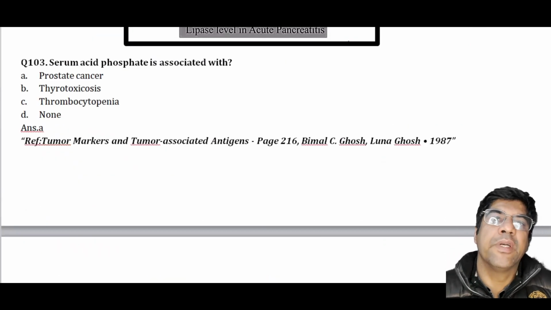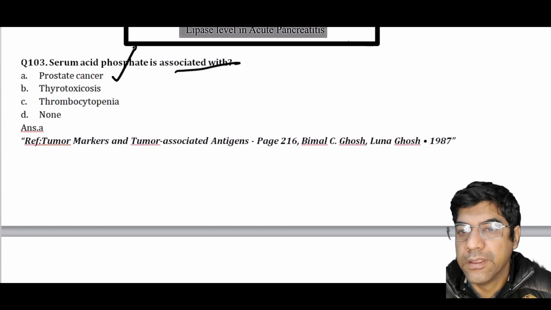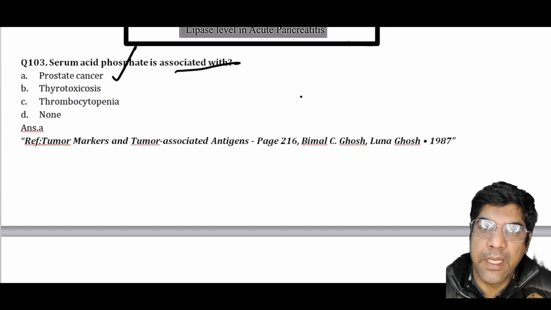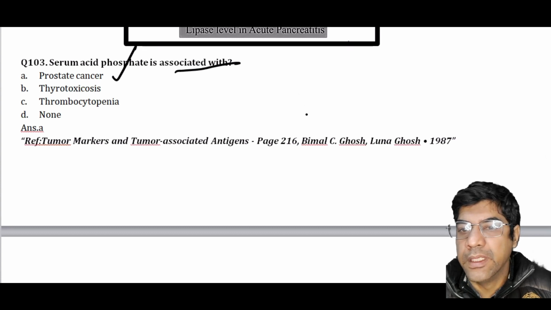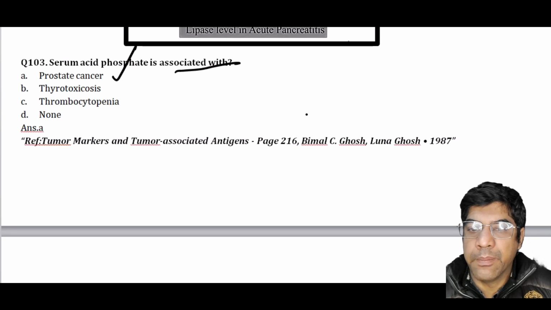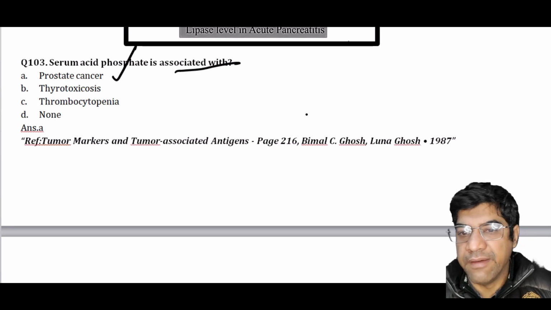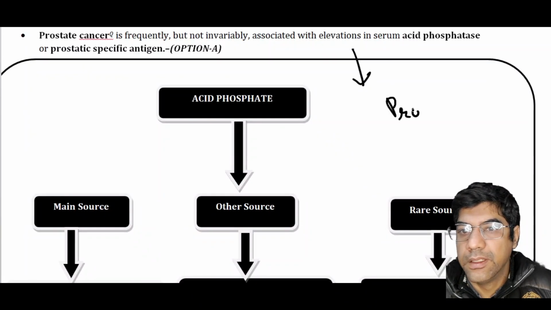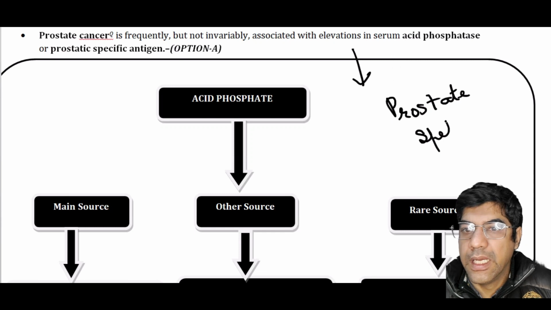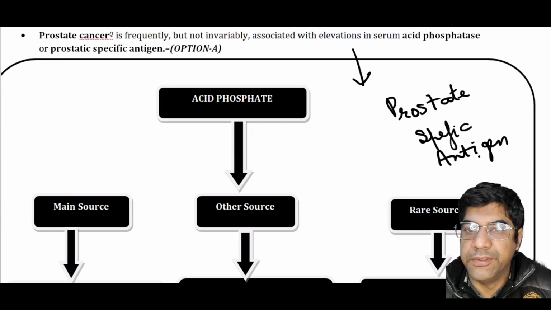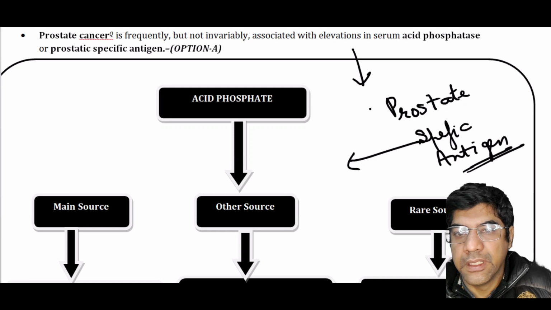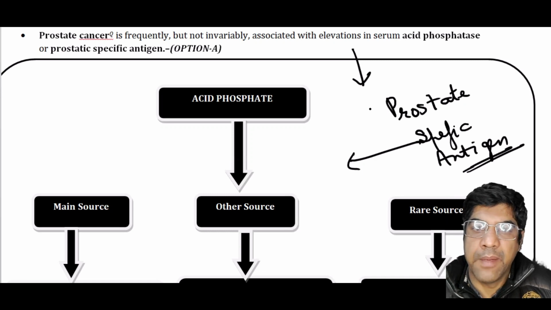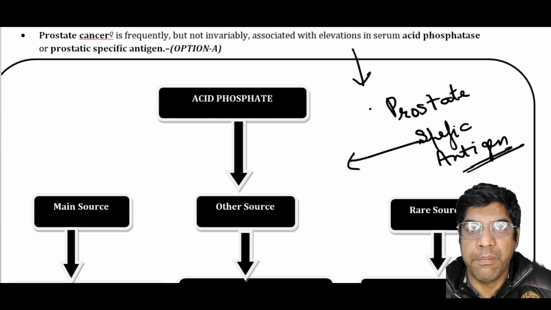The serum acid phosphatase is associated with prostate cancer. The serum acid phosphatase is an enzyme that hydrolyzes organic phosphates under acidic conditions. It is a lysosomal enzyme found in various tissues. So in prostate cancer, there is elevation in the serum acid phosphatase level. Remember, the prostate specific antigen is another marker that is used with acid phosphatase for detection and monitoring of prostate cancer. Acid phosphatase level can also be elevated in other conditions like benign prostatic hyperplasia, prostatitis, and certain bone disorders.